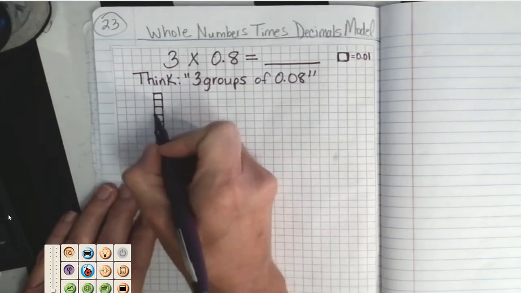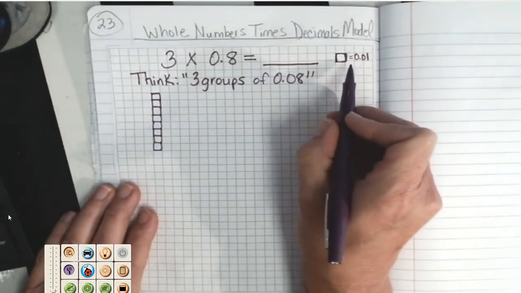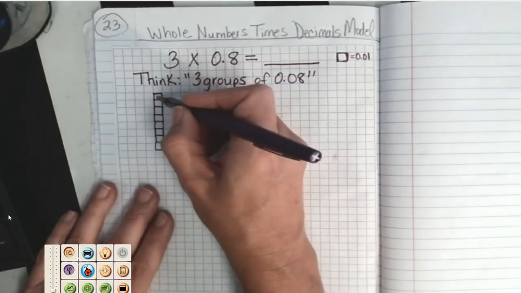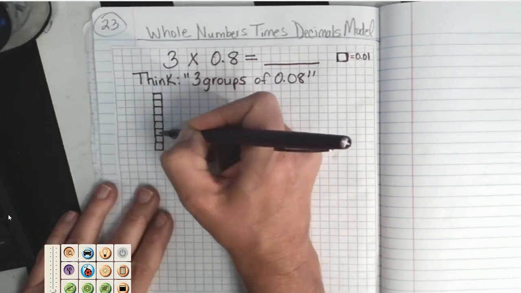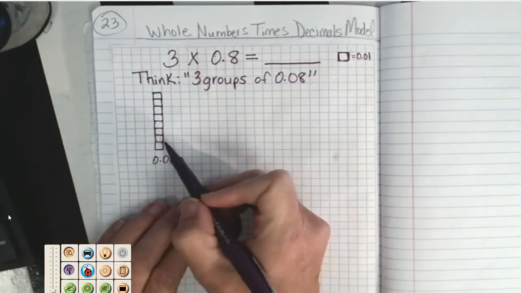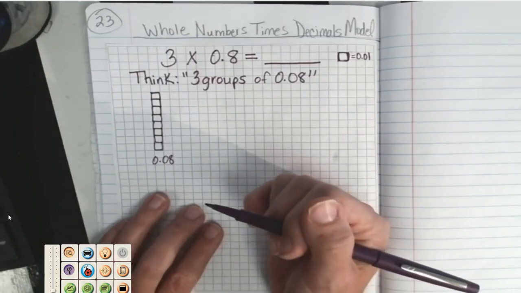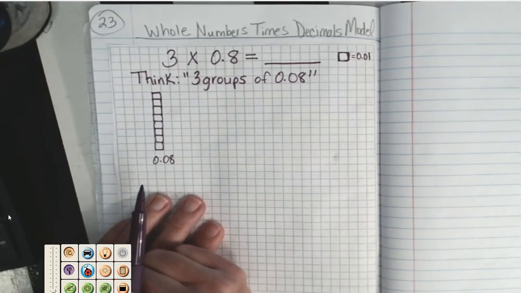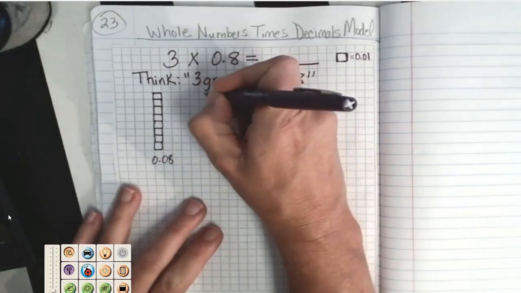How many do we have here? Remember, each square represents 100th. So we have 1, 2, 3, 4, 5, 6, 7, 8. So this represents 800ths. How many groups of 800ths do we have so far represented in this model? We have one group. So if we wanted to have 3 groups, we would have to do this again.